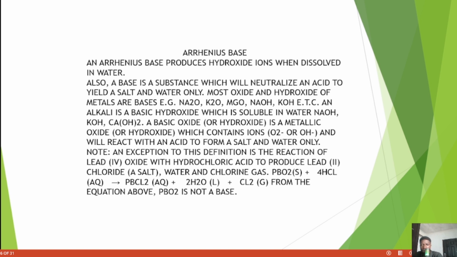Moving ahead. A basic oxide is a metallic oxide which contains ions of oxygen or OH minus, and they will react with an acid to form salt and water as the only product of the reaction.